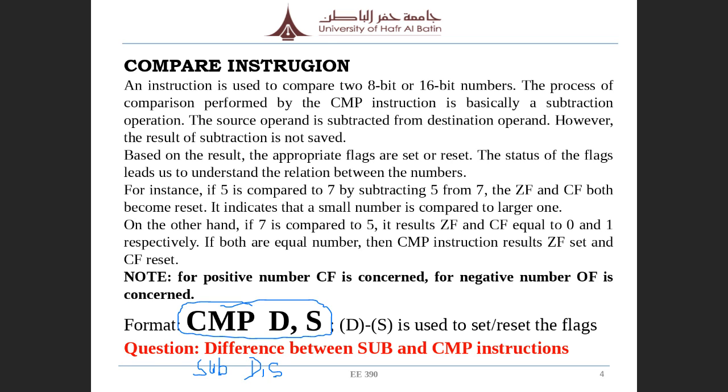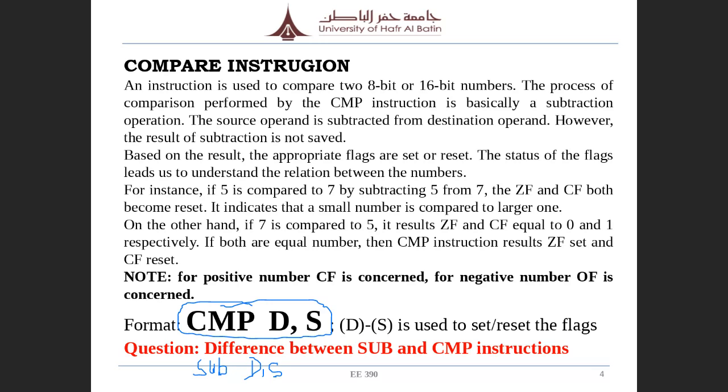After the subtraction, based on the result, the flags are changed, and the microprocessor checks the flags to take some decision. So this is called compare. The compare instruction is used to compare two 8-bit or 16-bit numbers. The process of comparison performed by the CMP instruction is basically a subtraction operation. The source operand is subtracted from the destination operand. However, the result of subtraction is not saved.